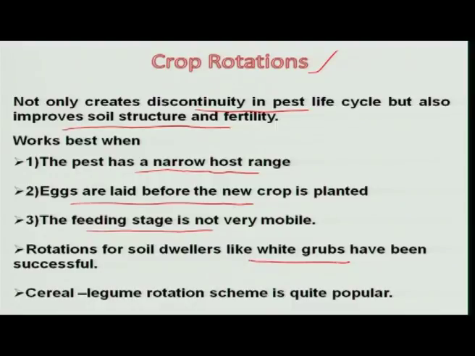Normally crop rotation works better in case of cereals and legumes. For example, a cereal like sorghum and a legume like red gram, none of the insects are common to these crops. Thereby the insect carryover from one crop to another crop doesn't happen. So that's why automatically the population of the insects gets reduced when these crop rotations are taken.